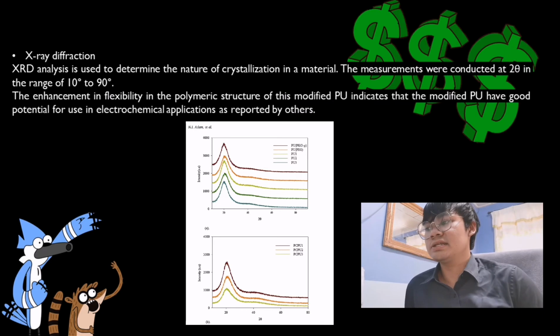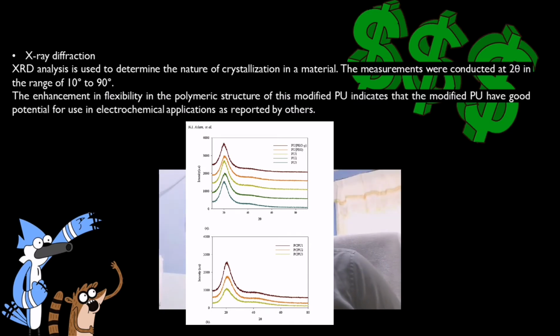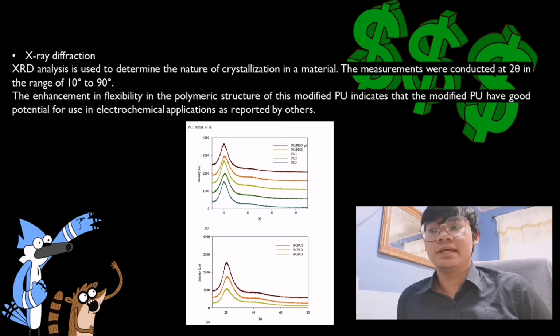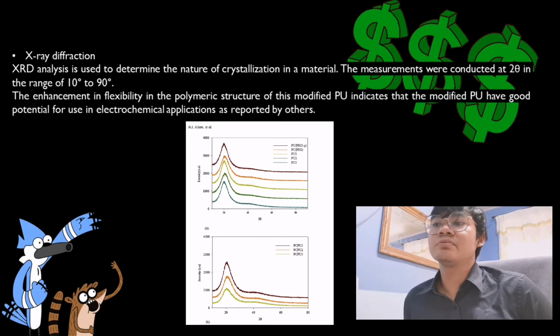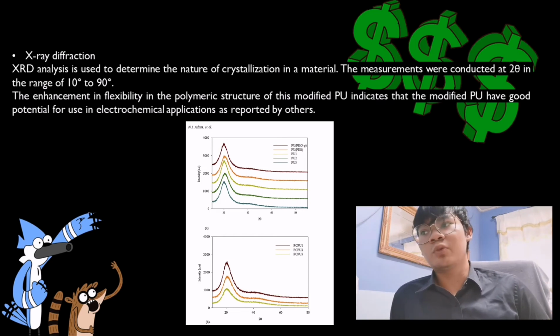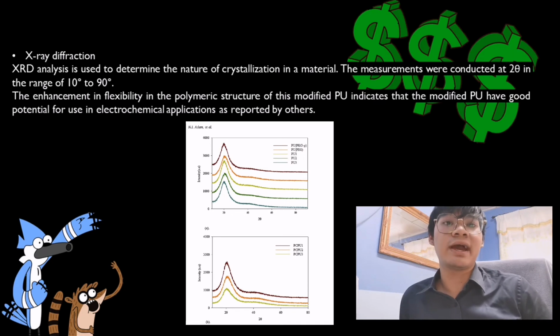X-ray diffraction, or XRD analysis, is used to determine the nature of crystallization in a material. The measurements were conducted at 2 theta in the range of 10 degrees to 90 degrees. The enhancement in flexibility in the polymeric structure of this modified PU indicates that the modified PU has good potential for use in electrochemical applications, as reported by others.